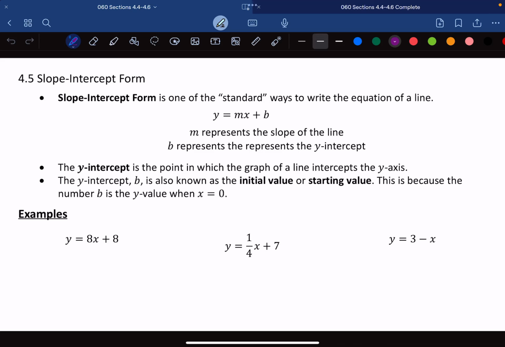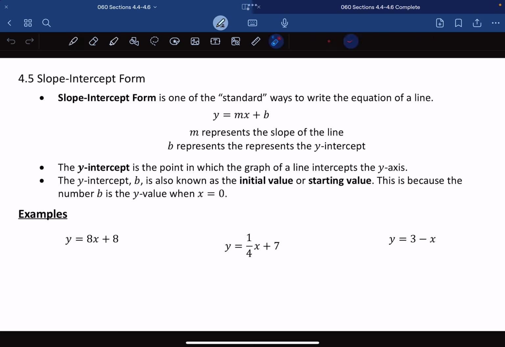In this section, we are going to look at slope-intercept form. Slope-intercept form is actually one of the most common ways you will see the equation of a line written in. And that's because it gives us a lot of information about a line, most specifically the slope and the y-intercept of a line. We already talked about what the slope of a line is. Y-intercept might be new to some.